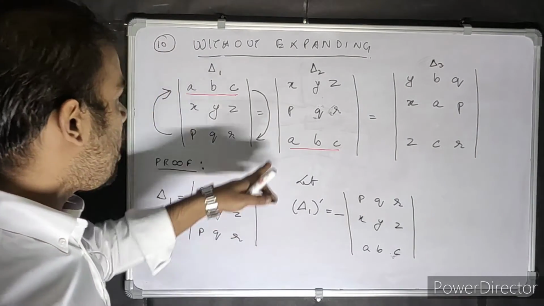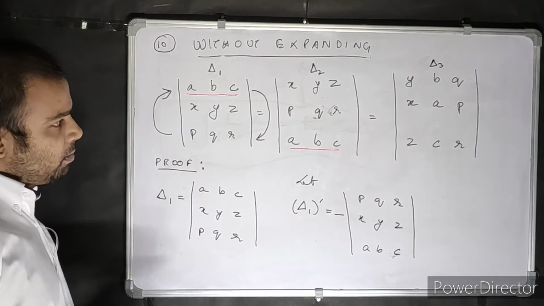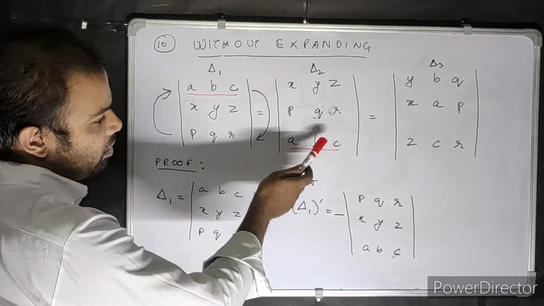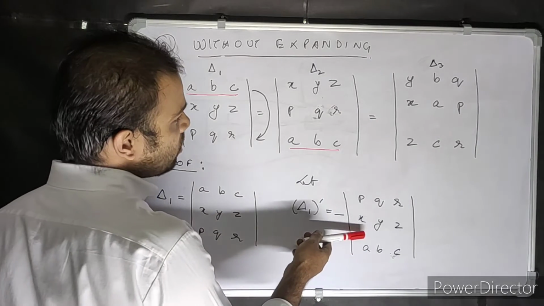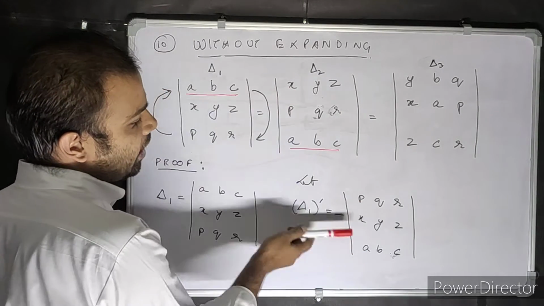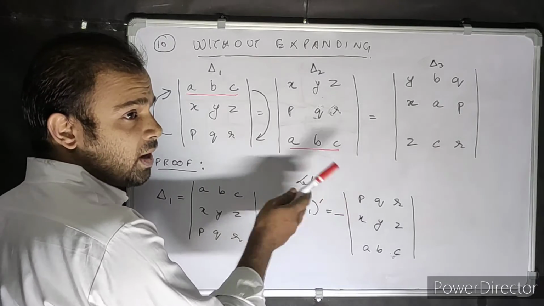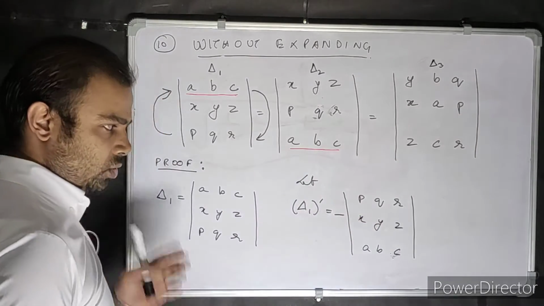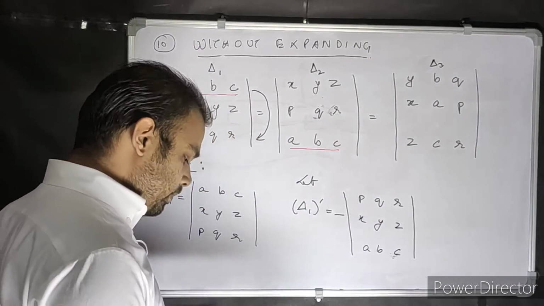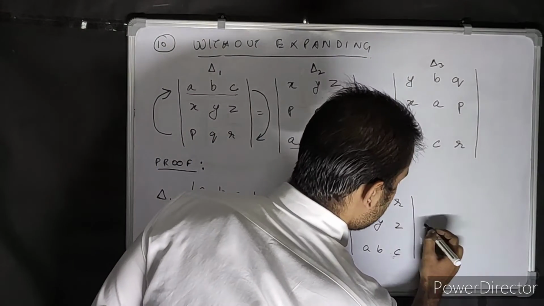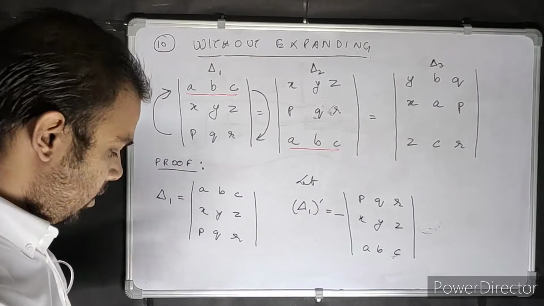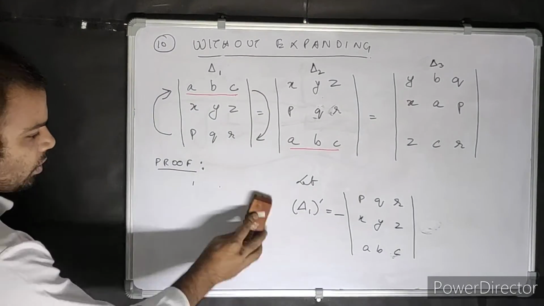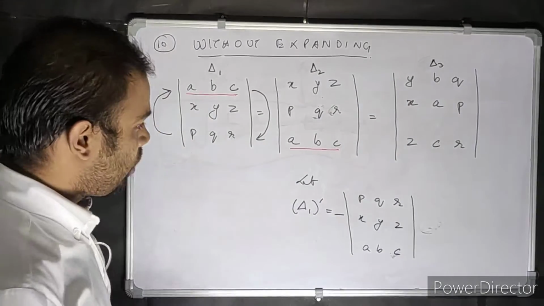Now I have a problem because I still haven't got my determinant 2. My X, Y, Z now has to take the first row and my P, Q, R has to come down. So let's do that. Let's do it nicely.